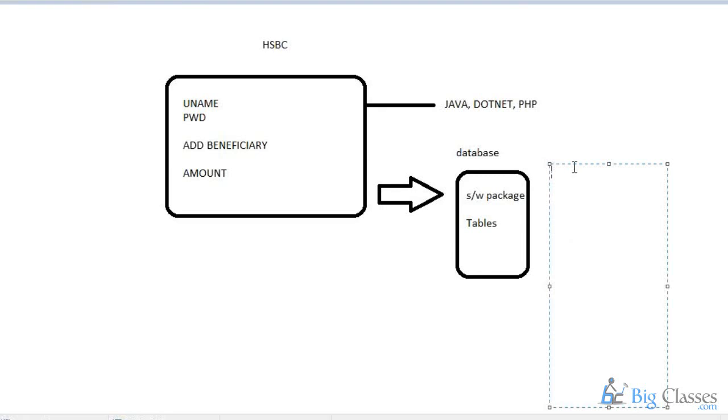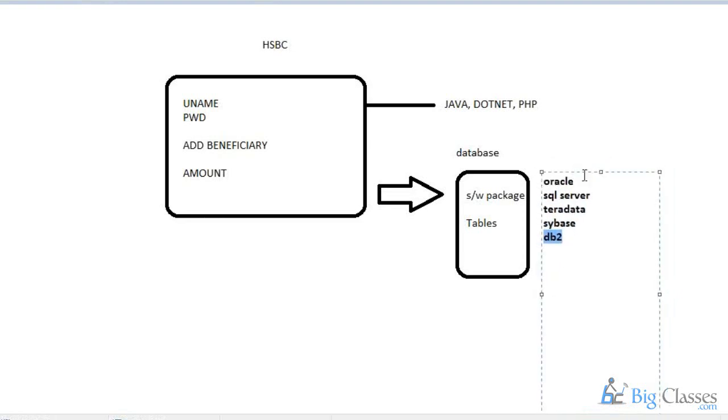So there are multiple databases that we have in real time, like Oracle, SQL Server, Teradata, Sybase, and DB2. These are all the different databases from different vendors. Oracle is from Oracle Corporation, SQL Server is from Microsoft, Teradata is from Teradata Corporation, Sybase is from SAP, and DB2 is from IBM. These are all the different databases that store the data in the form of tables.